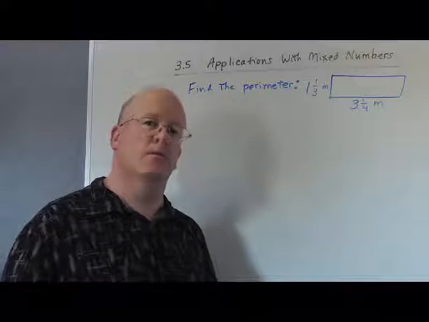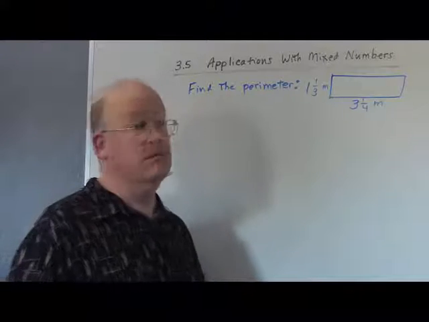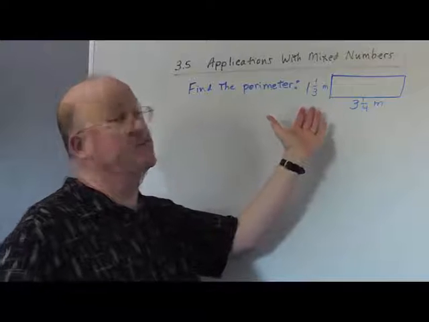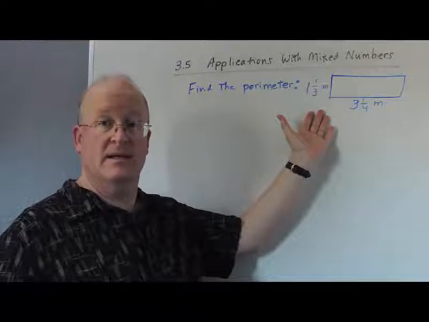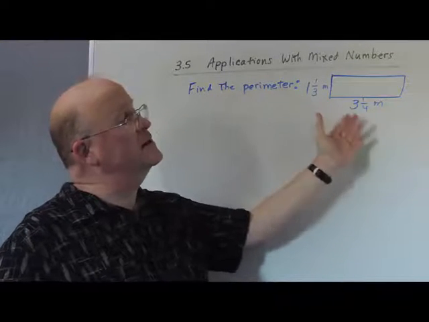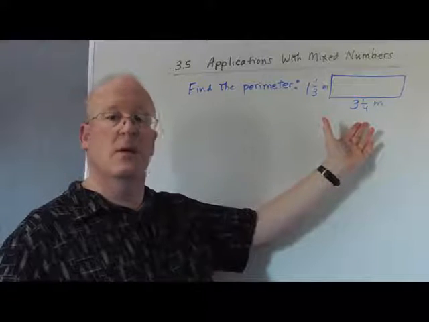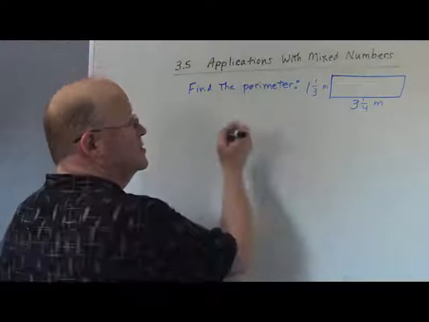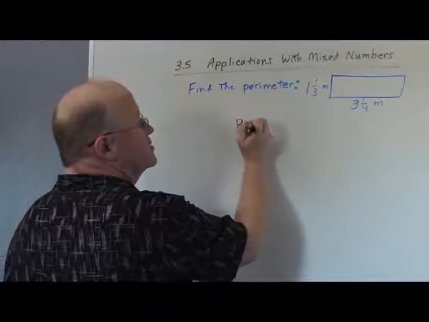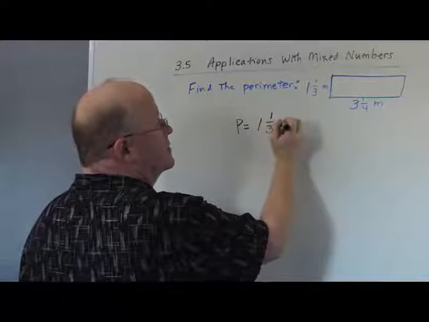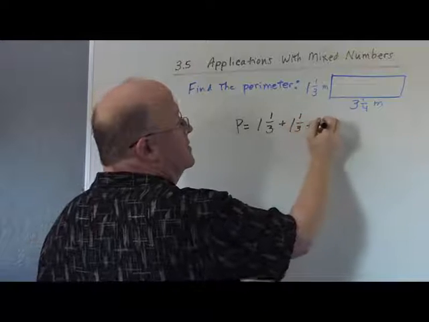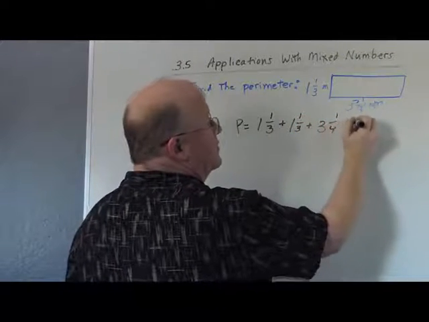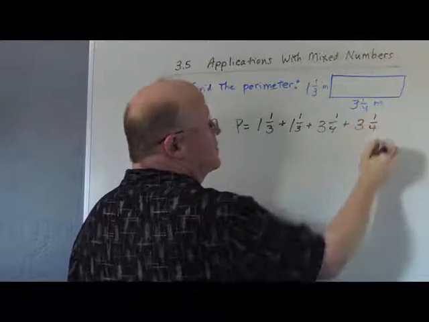Now let's do a few word problems involving mixed numbers. This first one says, find the perimeter of this rectangle. Notice I have only listed the width and the length once each, but we know that there are going to be two of each of these. So the perimeter is actually going to equal 1 1/3 plus 1 1/3 plus 3 1/4 plus 3 1/4.